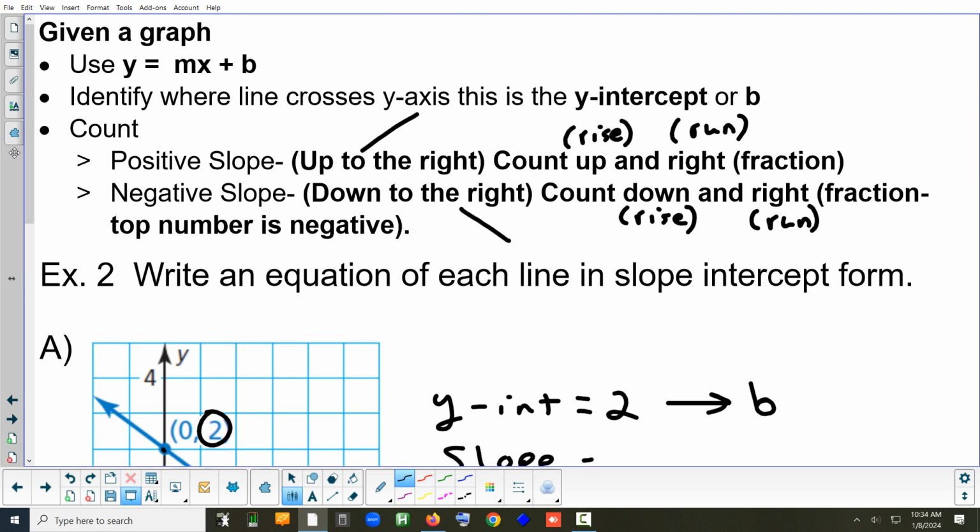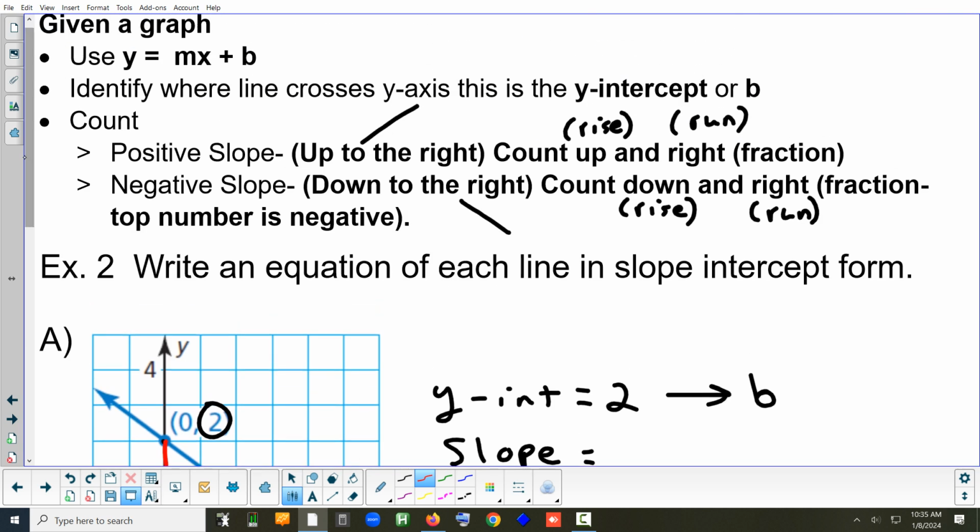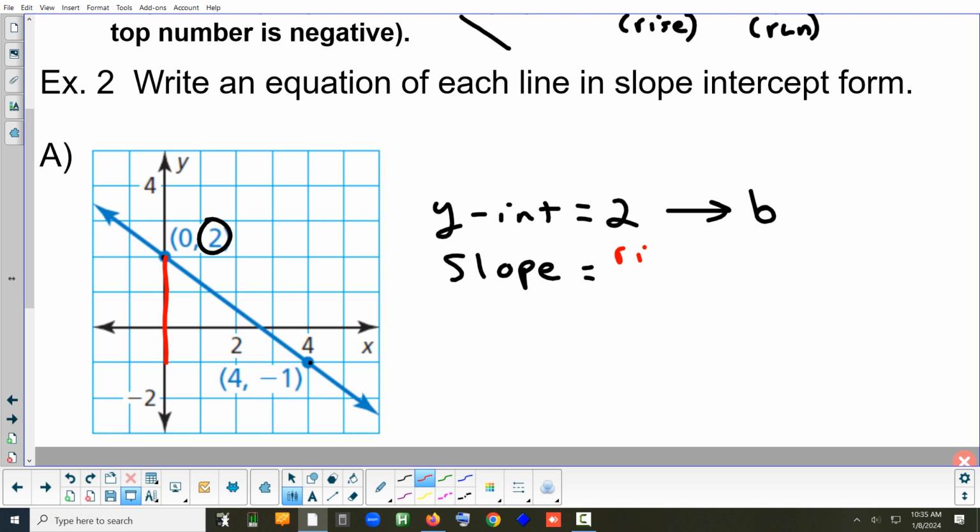Okay, it looks like this picture. So how many down do we have to go? 1, 2, 3. So we went down 3. And remember, that's the rise. Where does the rise go in the fraction? On top. So that's rise over run. Our rise is down 3. And then right how many? 1, 2, 3, 4. Perfect.